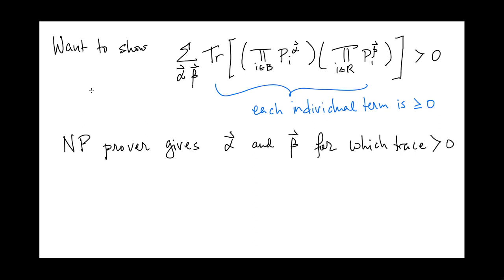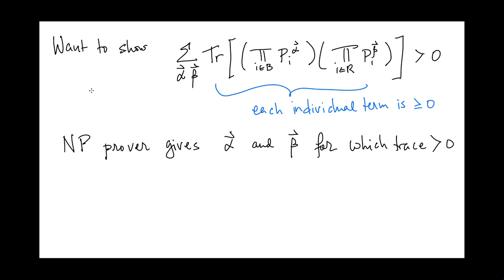Okay. So the NP prover is going to give two vectors now. One, a vector for the blue faces, and one, a vector for the red faces. And we just want to verify that when I restrict the blue faces to alpha and I restrict the red faces to beta, the trace is greater than or equal to 0.